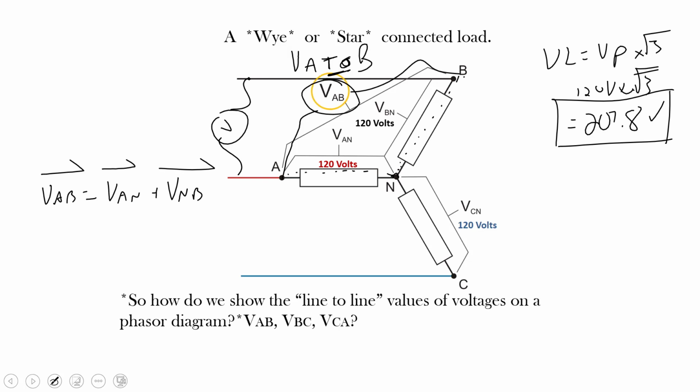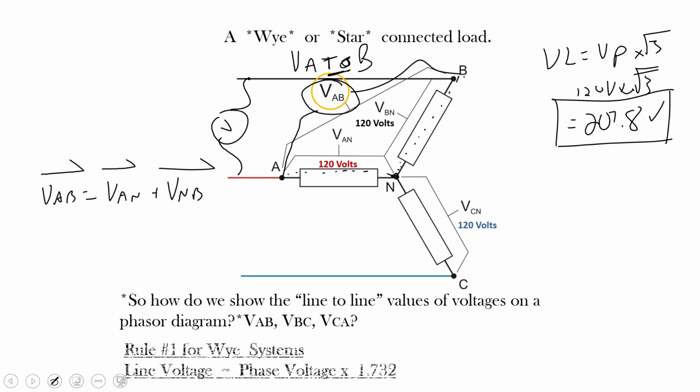So how do we show line-to-line values of voltage on a phasor diagram? VAB, VBC, VCA? Well, that's what we're going to discover right now. How do we get this? Line voltage equals phase voltage times root 3.